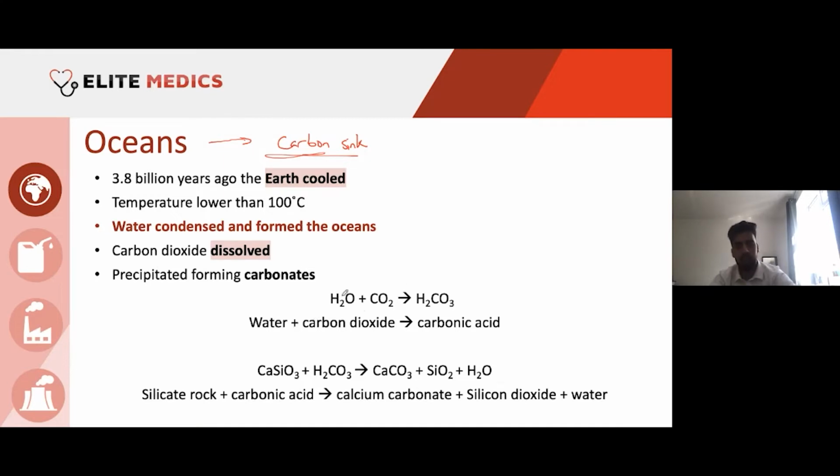So how does that happen? We have water reacting with the CO2. CO2 dissolves in the oceans, making carbonic acid, and then the carbonic acid will precipitate on the silicate rock. So you'll get the rocks, the cliffs, and this will precipitate on it. Hence, you get a layer of calcium carbonate on it, and then it will release the silicon dioxide and water. So now you have these nice calcium carbonate cliffs.